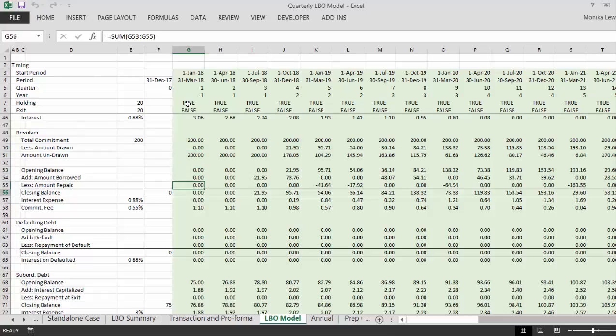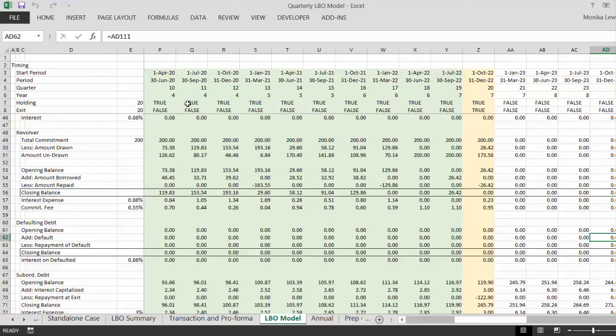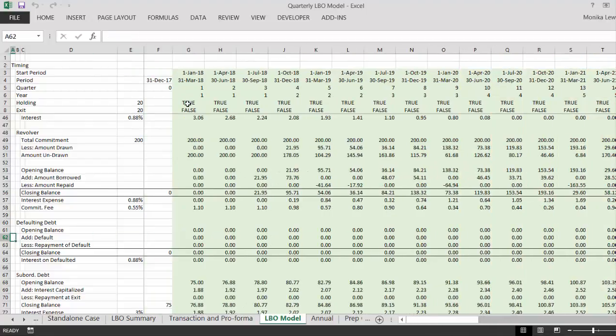All right, and then just in case we had any defaulted debt, in this case we don't, but we better be careful, because we'll put the defaulted debt as an addition and repayment as a minus.